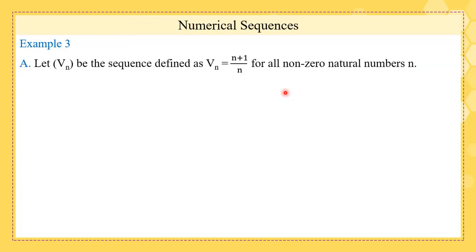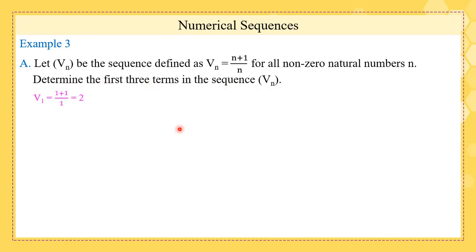Now this is vn, a sequence for all non-zero natural numbers n. Remember always in sequences to see what are the conditions that exist for n. So in this case, n is a natural number, but it could never be 0 because it is in the denominator. The question is to determine the first three terms in the sequence vn. Now here the first term is v1, it cannot be v0 because of this condition. While v1, we replace each n by 1, we get 2, and v2 is 3 over 2, and v3 is 4 over 3. So it's just a matter of substitution.